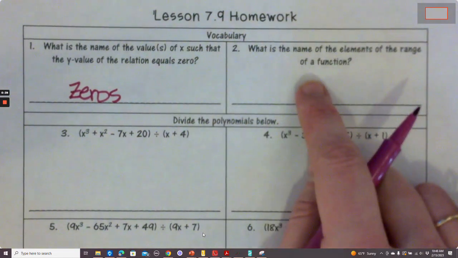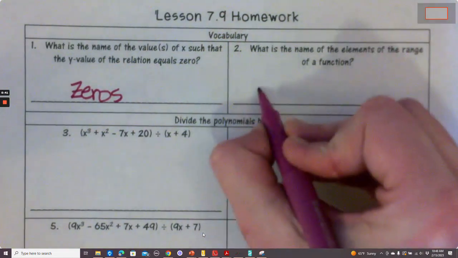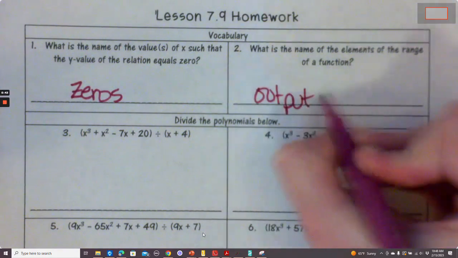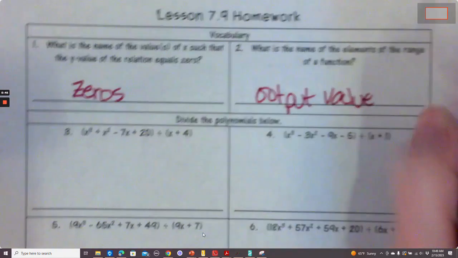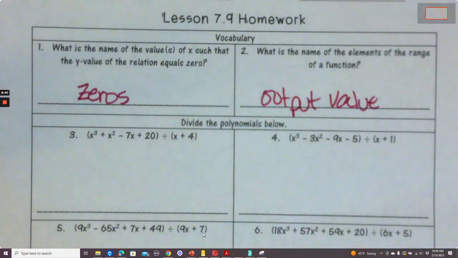Number two, what is the name of the elements of the range of a function? These are the outputs. The output values are the range. Those are your y values.